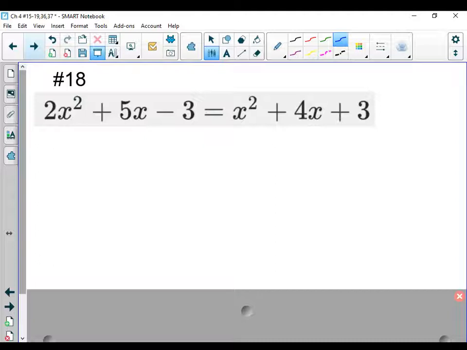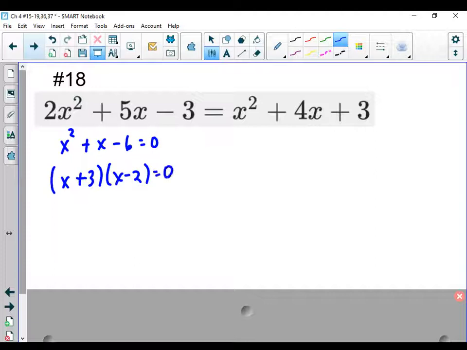So if I were to try to attack this one, we probably, again, want to get it equal to 0. So I'm going to subtract x squared. I'm going to subtract 4x, and I'm going to subtract 3. And once I do that, I'm going to look and see if we can factor it. And for this one, we can. And I figure out I've got x is equal to -3. I've got x is equal to 2.